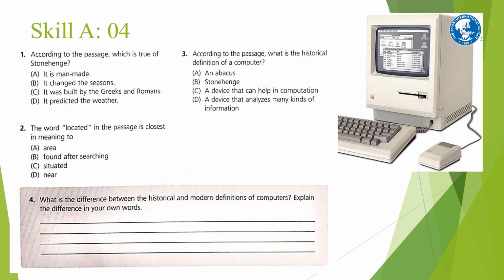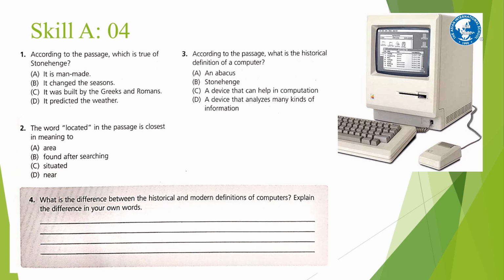Question number 3. According to the passage, what is the historical definition of a computer? A, an abacus, B, Stonehenge, C, a device that can help in computation, or D, a device that analyzes many kinds of information. And the correct answer there would have been C, the historical definition was a device that can help in computation.